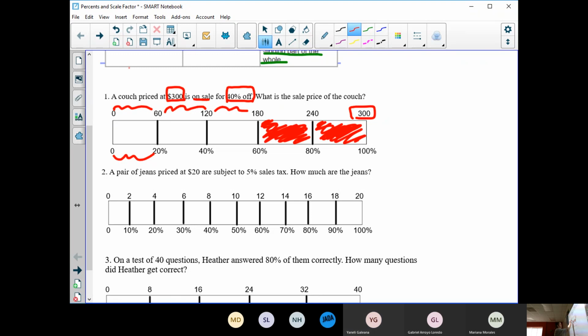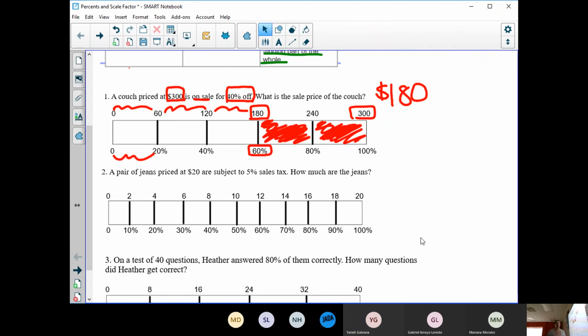So if I see what number is here, here's my percentage, and here is my cost. So a couch that is $300 and on sale for 40% off is going to cost me now $180. Any questions about how I found that number?